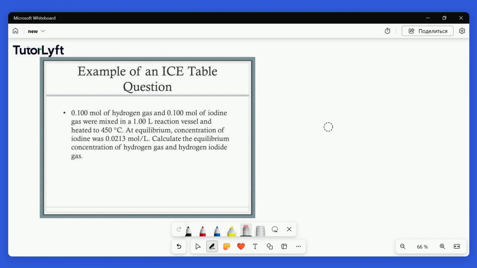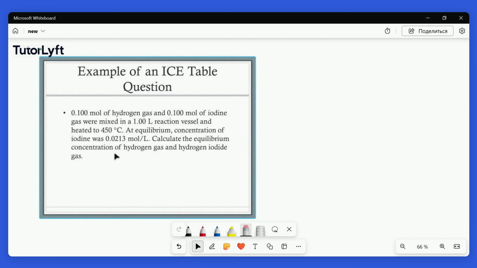All right, so today we're going to talk about how to solve ICE table questions. And there is one of them. 0.1 mole of hydrogen gas and 0.1 mole of iodine gas were mixed in a 1-liter vessel and heated to 450 Celsius. At equilibrium, the concentration of iodine was 0.0213 moles per liter. Calculate the equilibrium concentration of hydrogen gas and hydrogen iodide gas.